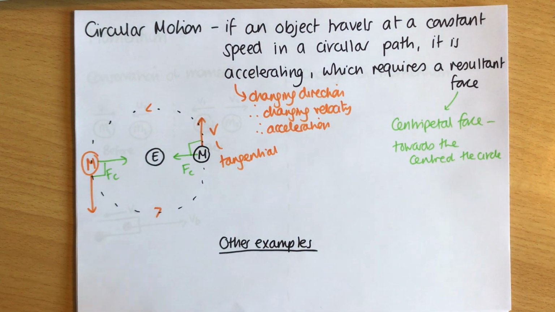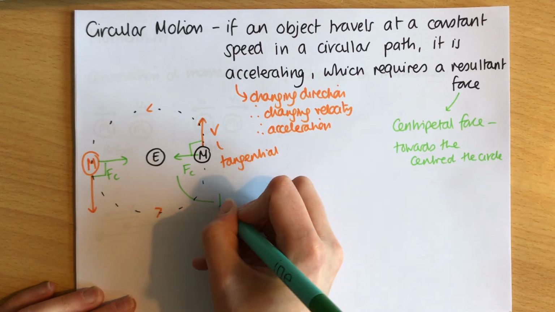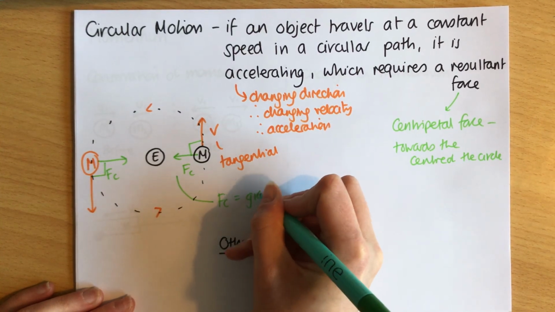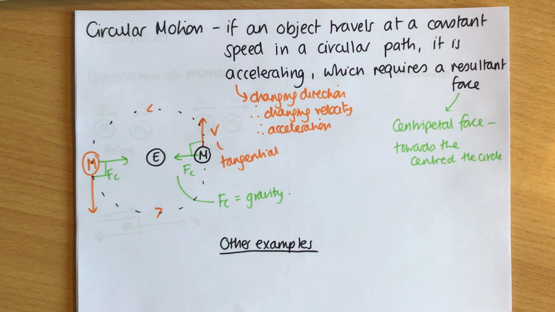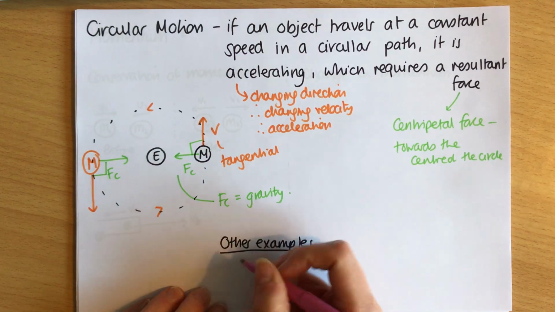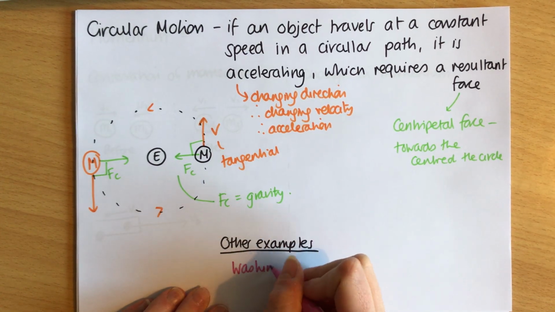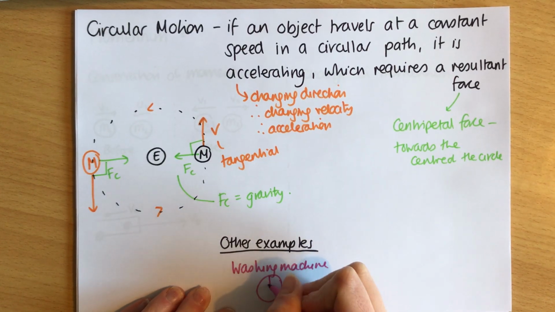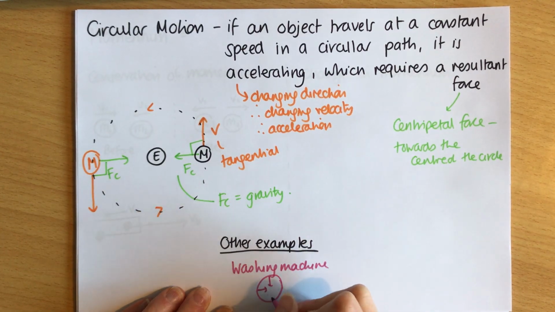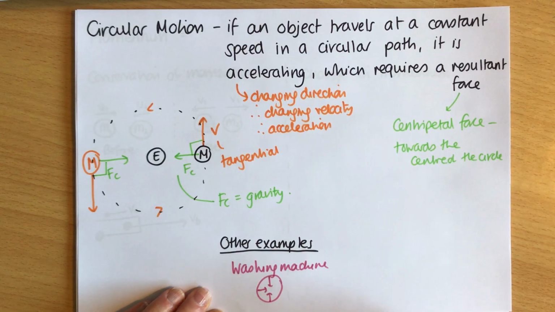Now that centripetal force has to be something, and in this example, the centripetal force is gravity. We know that it's gravity that causes the Moon to orbit around the Earth. The same for the Earth going around the Sun. Any satellites travelling around a planet, it's always gravity. But there are other examples as well, and there's some simple ones that you probably haven't thought about. For example, in a washing machine. So in a washing machine, the objects spin round in the drum, and the reaction force of the drum pushes the clothes into the centre.